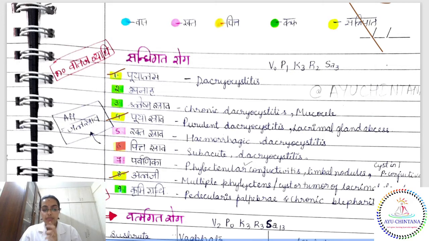Next, prognosis. Sadhya Asadhyata. 5 are asadhya, 4 are sadhya. Which are all the 5 asadhya? The 4 sravas are asadhya plus alaji. A for a. Alaji is asadhya. 4 are sadhya. Which are all they? Puyalasa, Upanaha, Parvanika, Krimigranthi are Sadhya.